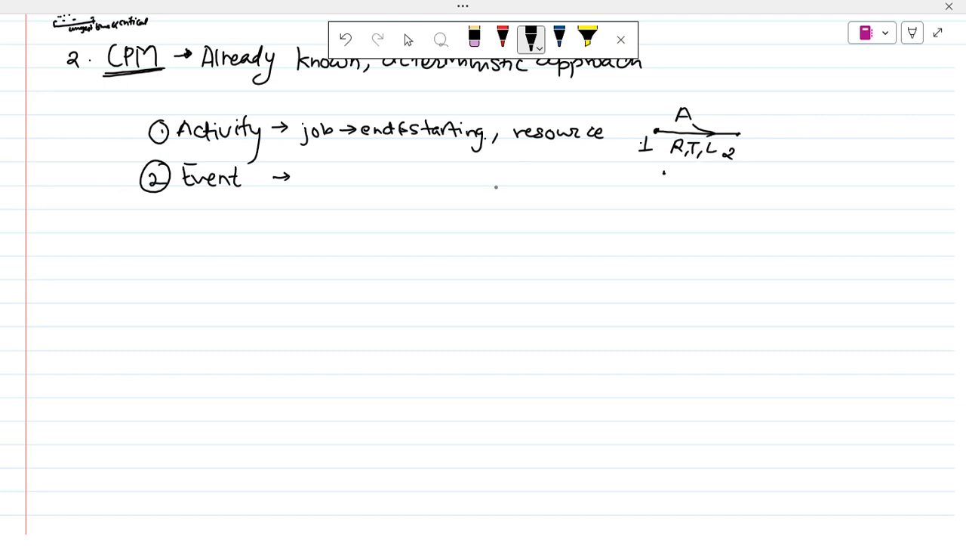So the activity is A, but an event is the end or beginning of an activity. This is either one or two. Both are events. They do not consume resources. They are the starting or ending points. So the activity is this, the event is this. They represent a specific point in time.